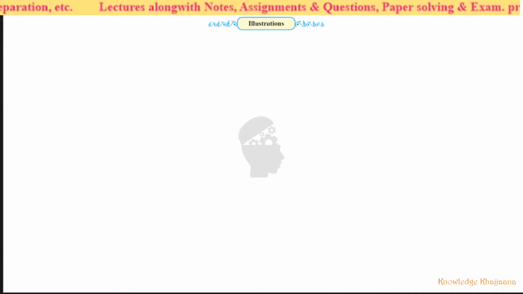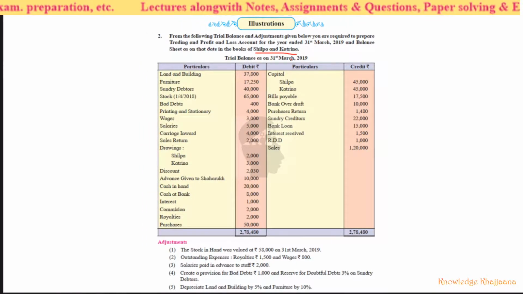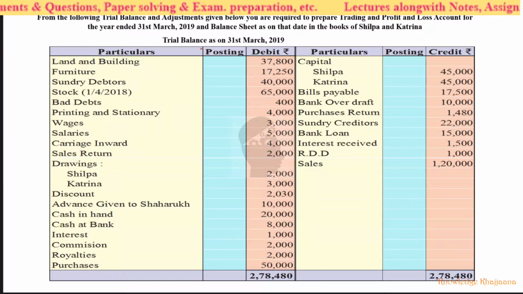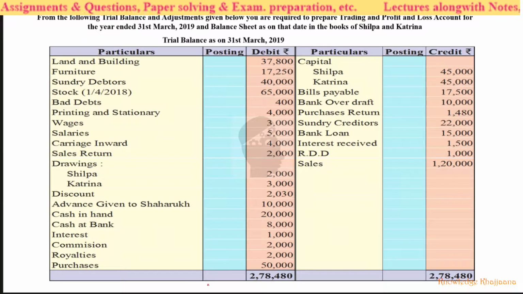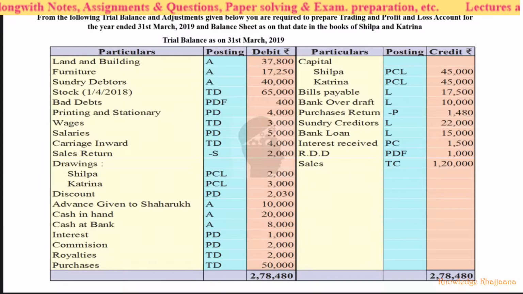Now, let's go to illustration number 2, that is of Shilpa and Katrina. Partnership final account, that is of Shilpa and Katrina. Now let's read the problem. Okay, this is your problem, and you were supposed to make one column for posting. Posting means whatever entry is given in the trial balance, you will mark its posting, that is, where you will post it. And I had told you to make one column against the particulars. Okay, and now let's see how the posting can be done.